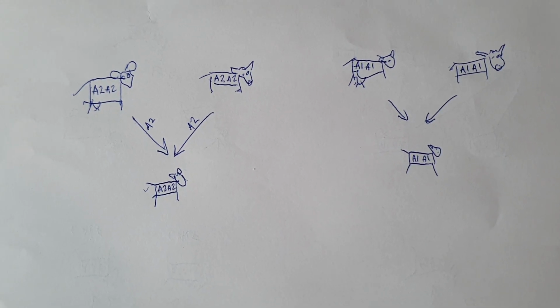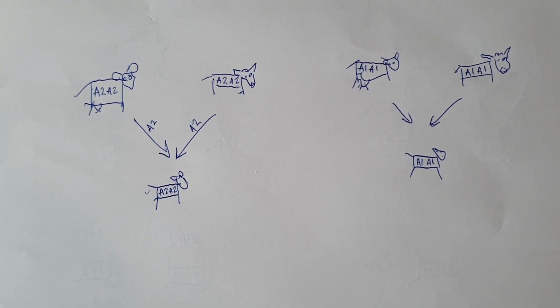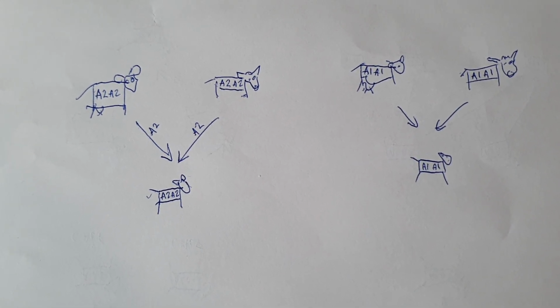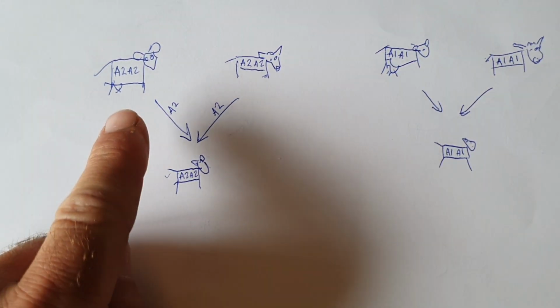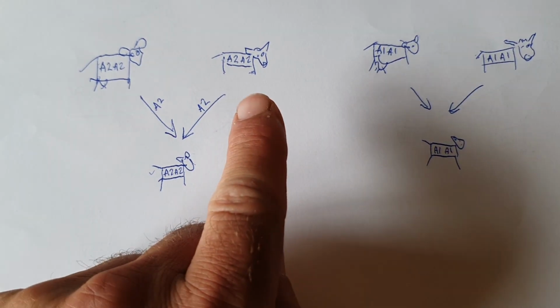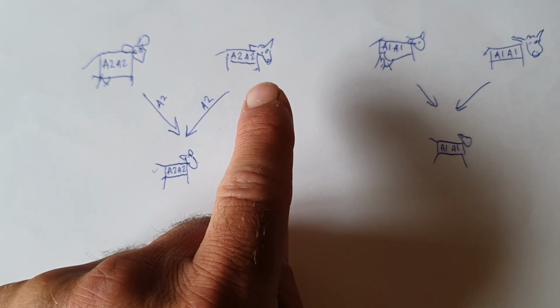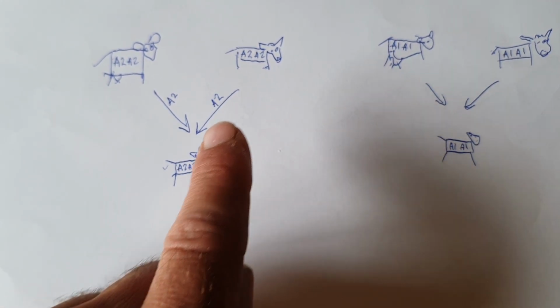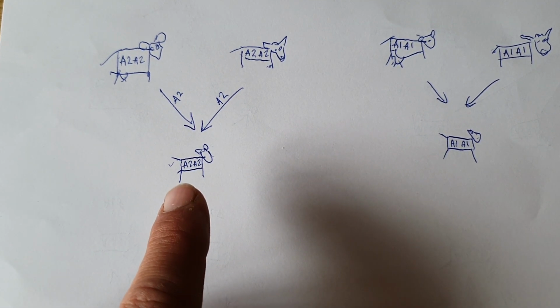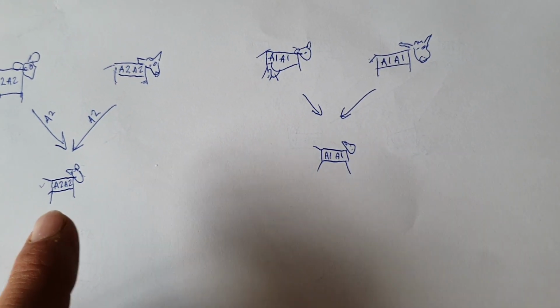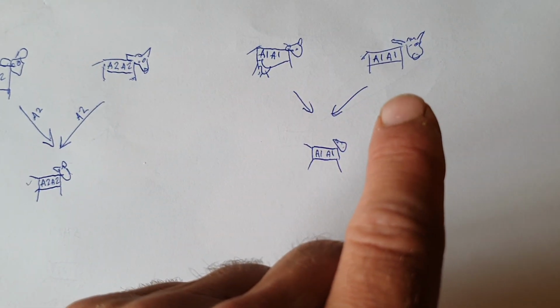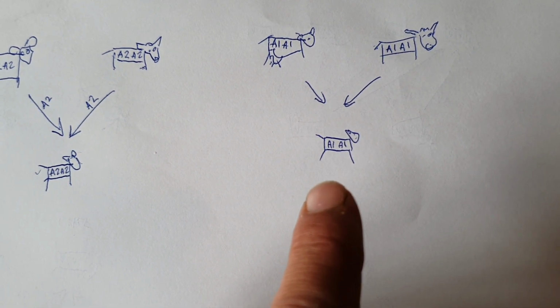So for a cow to produce A2 milk, it has to have two copies of the gene A2, so they have to be A2 A2. So if you've got an A2 A2 cow and you cross it with an A2 A2 bull, and you can see he's got particularly big horns and a ring in his nose, this bull. But if you cross A2 A2 with A2 A2, you will get an A2 A2 calf. That's great. If you've got an A1 A1 cow and an A1 A1 bull, you will get an A1 A1 calf. Nice and easy so far.